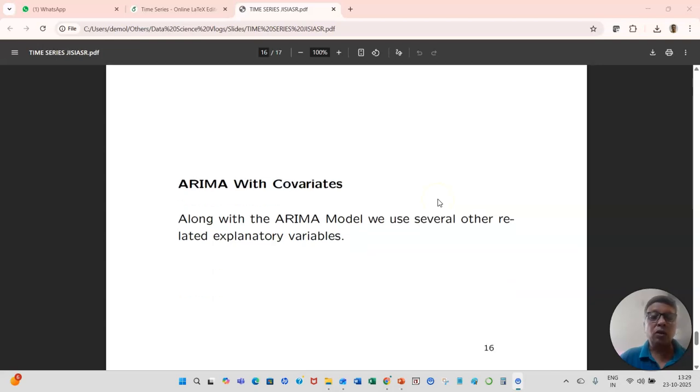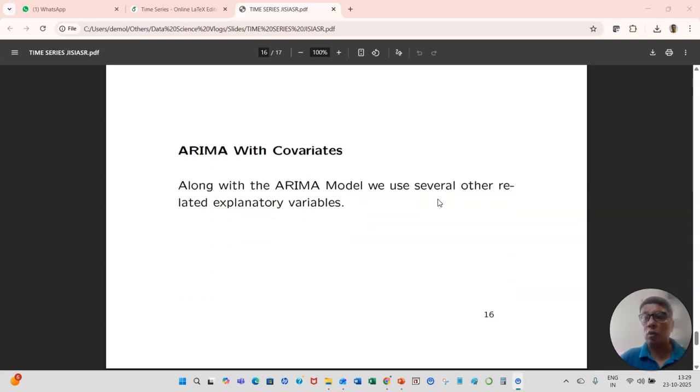And there is one more concept. We can introduce covariates in the model, which is quite useful for predictions or forecasting. So we call it ARIMA with covariates when we use covariates in the model.